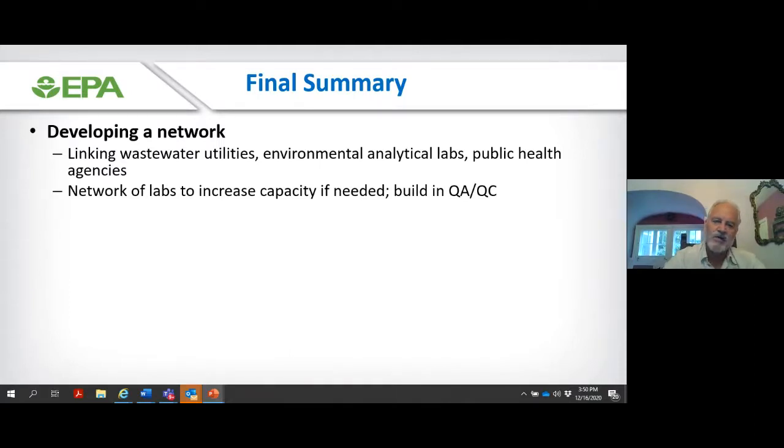I mean, linking the wastewater utilities, the environmental analytical labs, and public health agencies, that's what this is about. You've got to do that. I would recommend, if you're at all thinking about this, really reach out to the other individuals to pull it together. And then the network of labs is important to increase capacity if needed, but build in QA/QC to understand the comparisons.